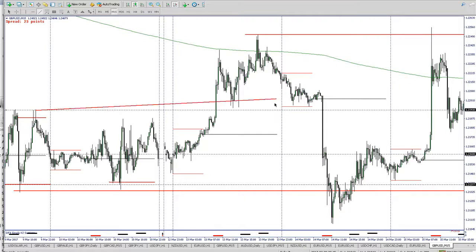The other day I mentioned you can draw a line from there and then catch the breakout on the reversal. So it comes up through the range bound market, back onto it and up.